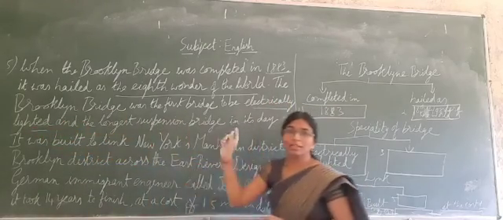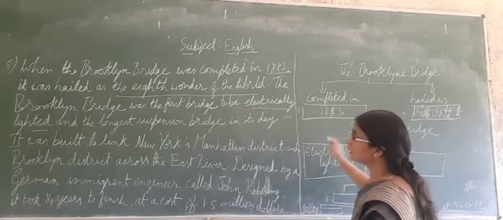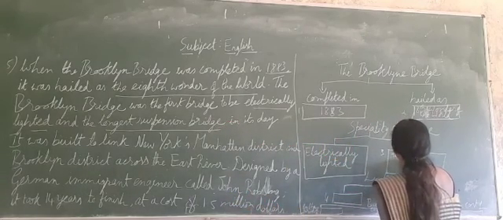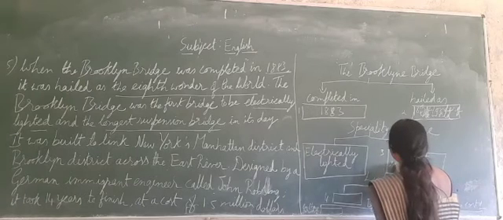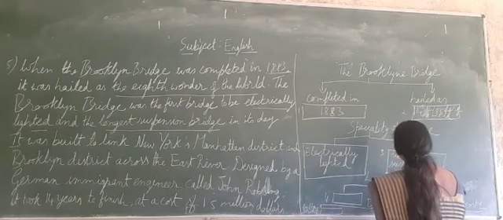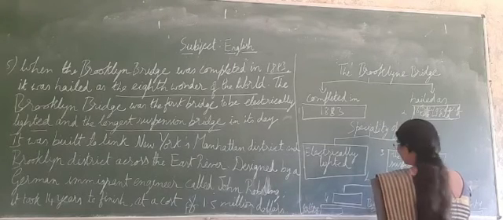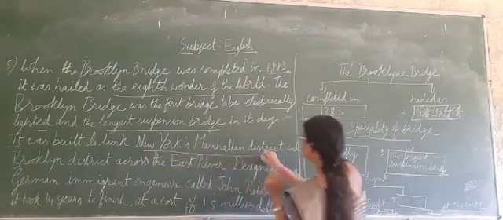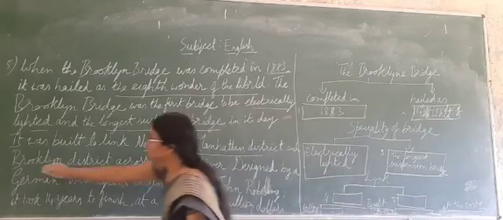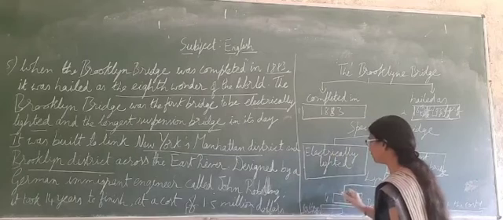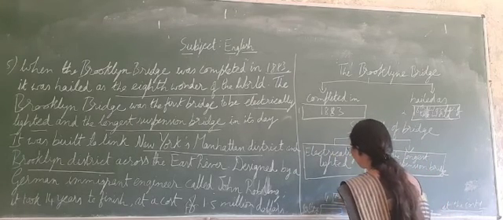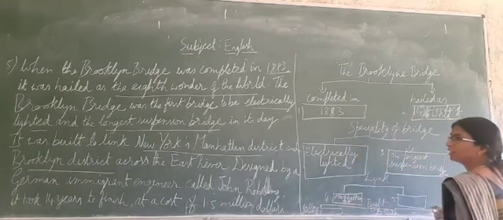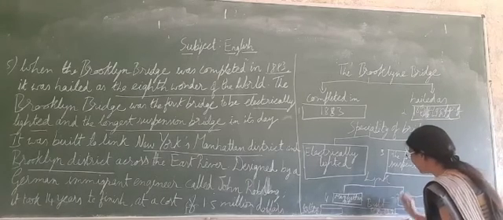Next, the longest suspension bridge. It was built to link New York's Manhattan district and Brooklyn district. So fourth is Manhattan district and Brooklyn district. Fifth is Brooklyn district.